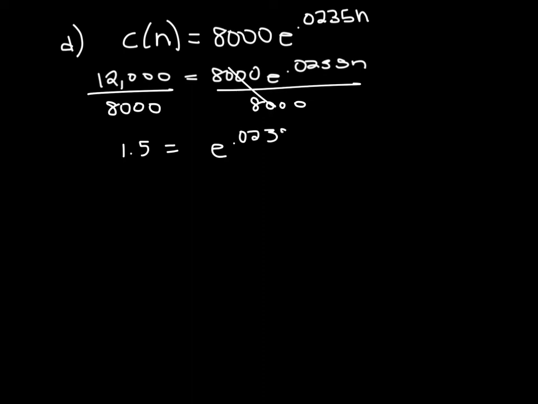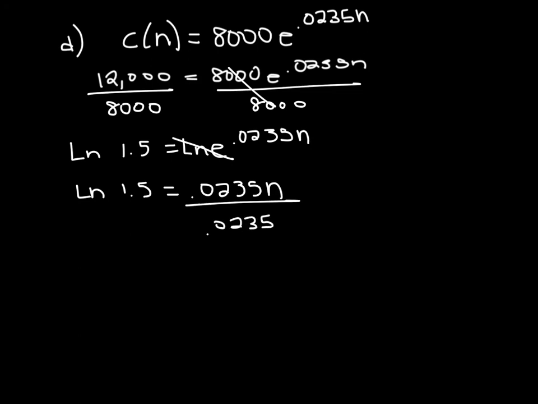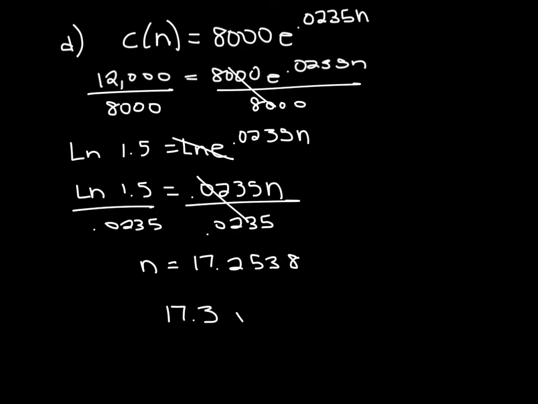Now, in order to get rid of the e, we can put an ln in front of both sides of the equation. So we're going to be left with ln of 1.5 equals, and this exponent here now drops down. It becomes 0.0235 times n. And to finish solving for n, just divide both sides by the number that's in front of the n, and I wind up with approximately 17.2538. But they want it to the nearest tenth of a year, so we would wind up with 17.3 years. And again, remember to always label your units. Make sure to put the word years right there.